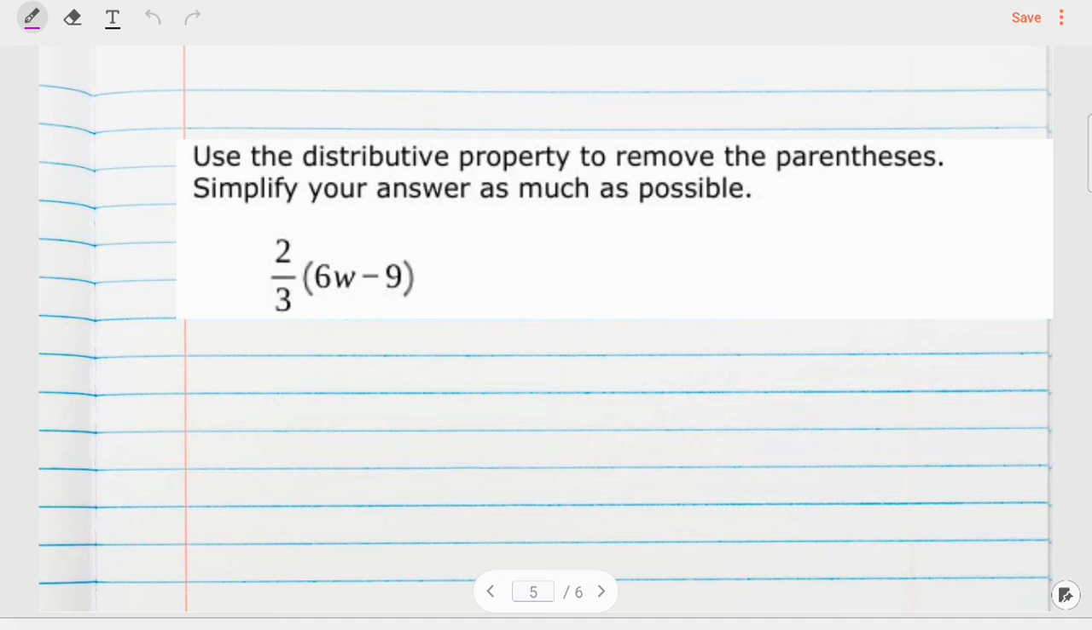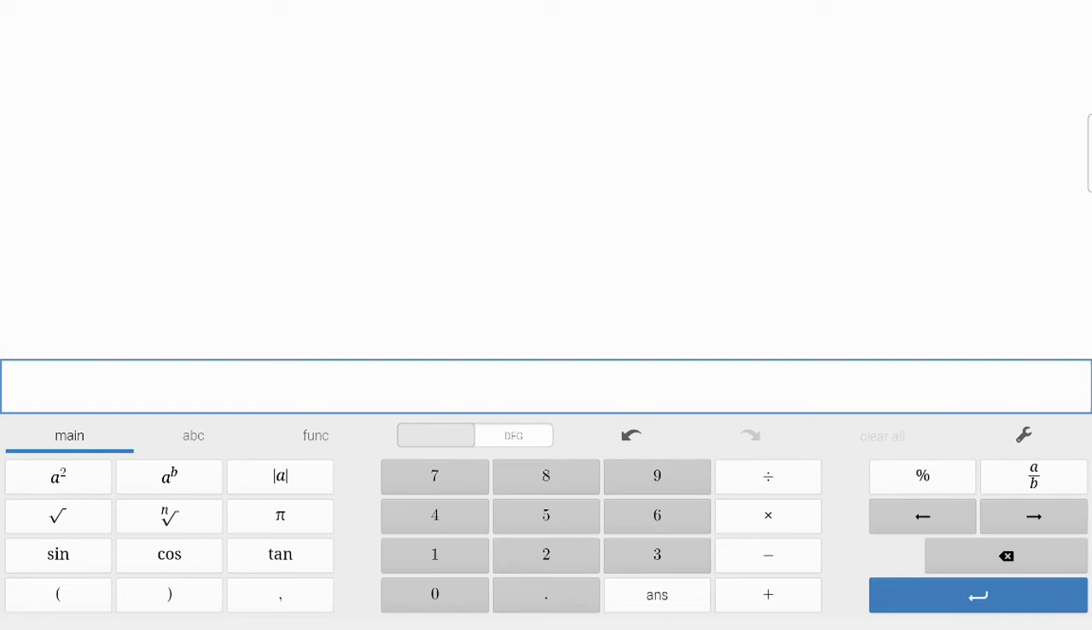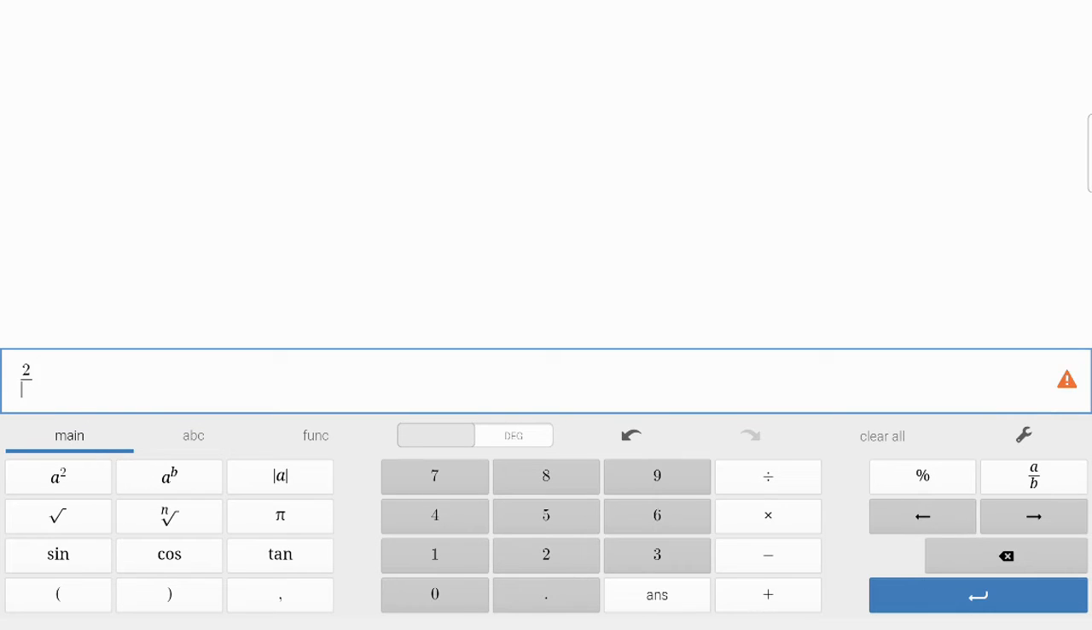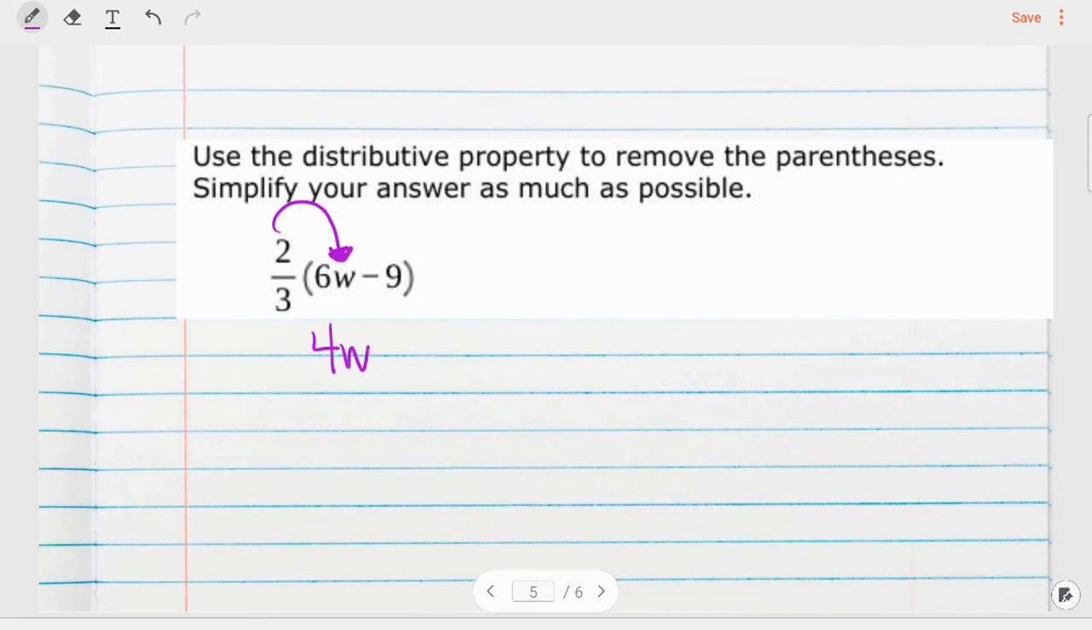I'm going to use my calculator again, and I'm also going to teach you a trick to doing it by hand. So what I'm going to do is multiply what's on the outside by the inside. I want 2/3 of a copy of 6. Well, that's kind of hard for me to do in my head. So here's option number 1. Go to my calculator, and I'm going to type in 2/3, arrow over, times 6. So what is 2/3 of 6? It is 4. That means I have 4w.